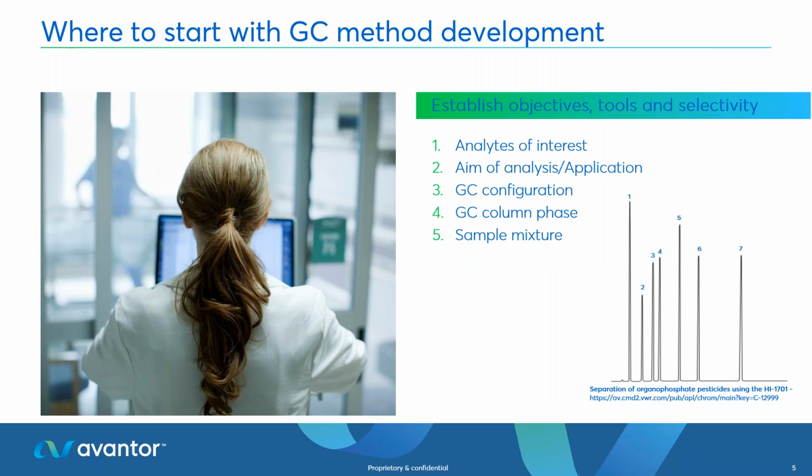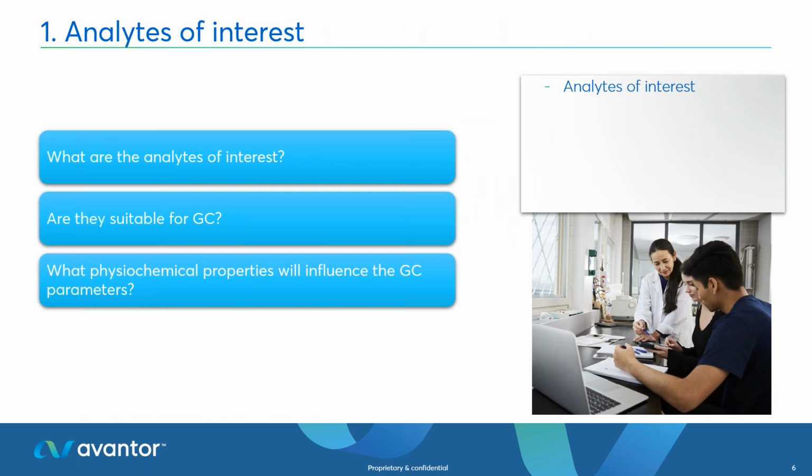So where do we start? Getting started with method development is sometimes the most difficult step to take. But if you take a step back and try to organize what you want to achieve and what you have to achieve it. So have a look at what your analytes of interest are in your sample. What's the aim of your analysis? Is there an application that you're working on specifically? What's the GC configuration that you have? Then what GC column phase do you require? And then what is actually in your sample mixture?